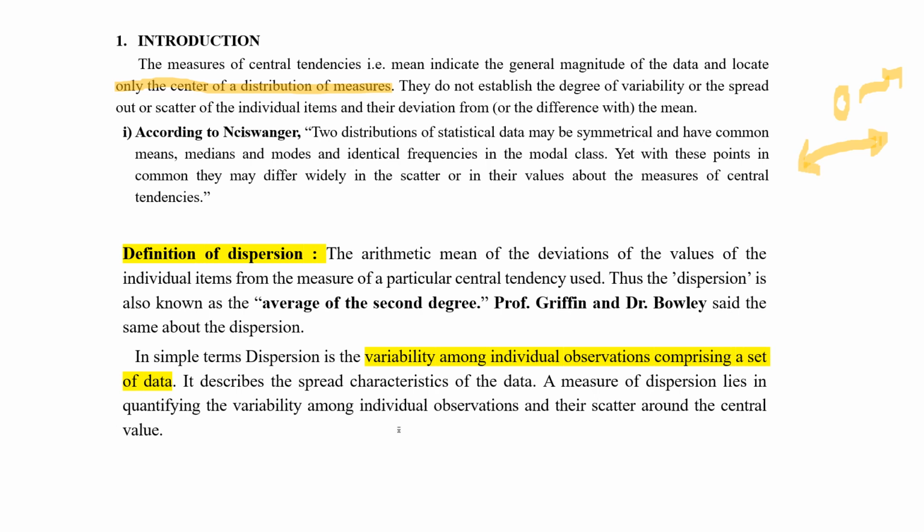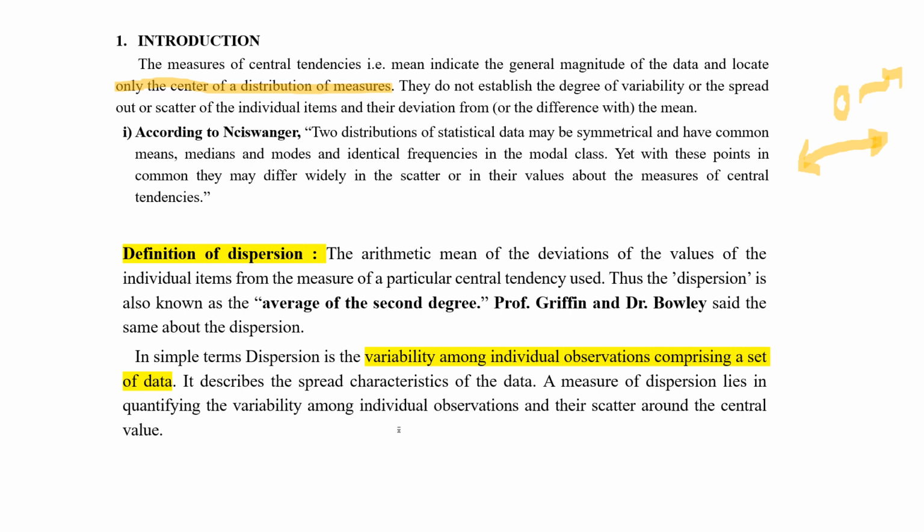So for that, we need to find out dispersion. According to Nessinger, two distributions of statistical data may be symmetrical and have common means, medians and modes and identical frequencies in the modal class.